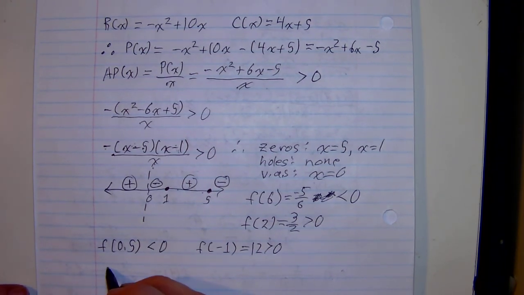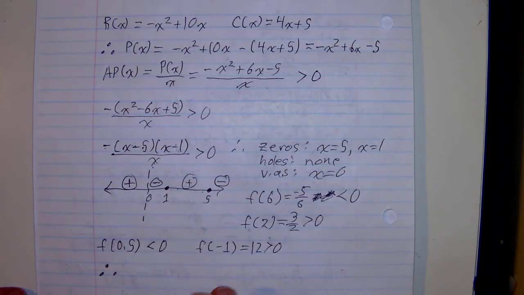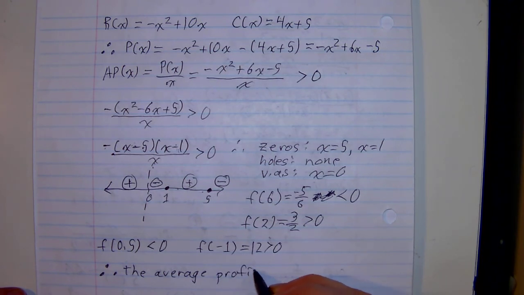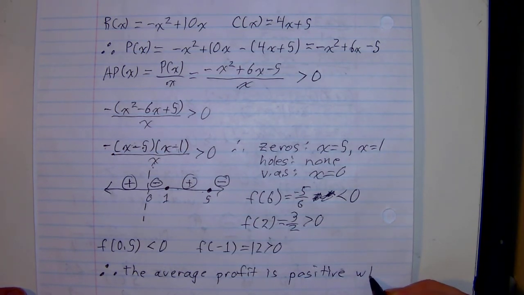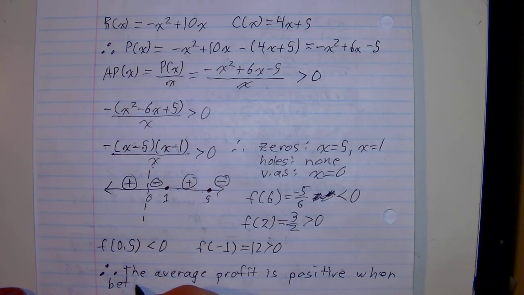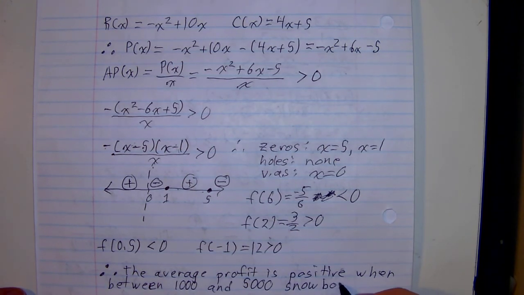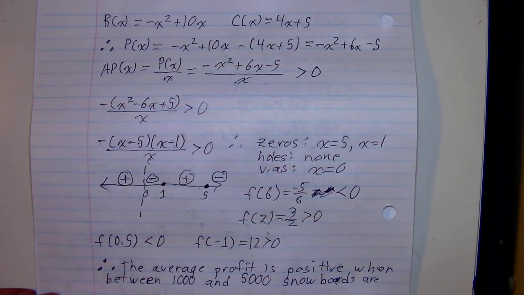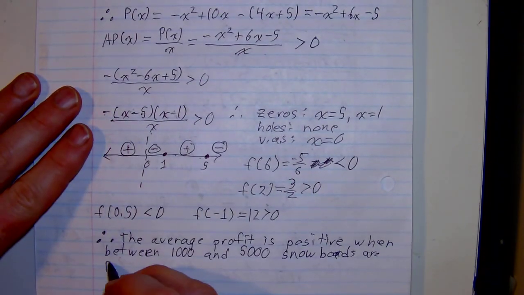And then we can conclude, therefore, the average profit is positive when between 1,000 and 5,000 snowboards are produced.